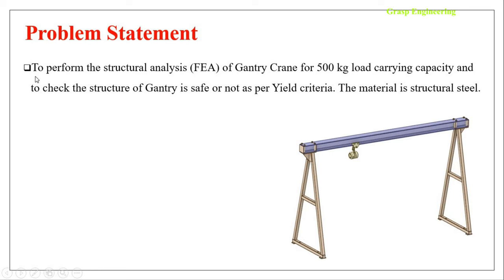So our problem statement is that we need to perform the structural analysis, a finite element analysis of a gantry crane for 500 kg load carrying capacity, and to check whether the structure of the gantry crane is safe or not as per the yield criteria, and the material is structural steel. Basically we need to apply this 500 kg load on this respective I-beam, and we need to check the stresses against the structural steel's yield stress. So what we will do now, we will go to our ANSYS, and in the first part, we will see how to simplify this geometry using SpaceClaim.